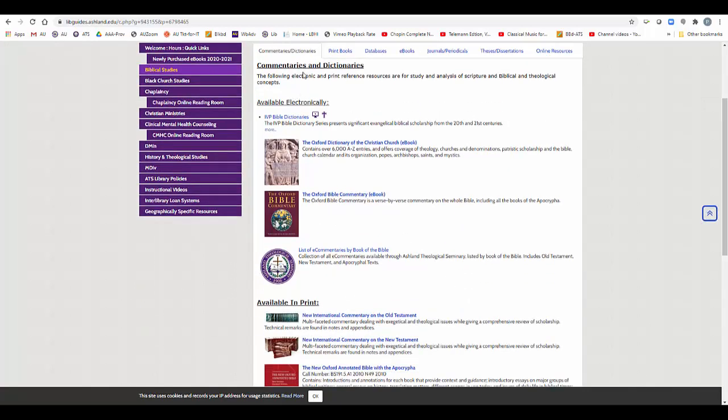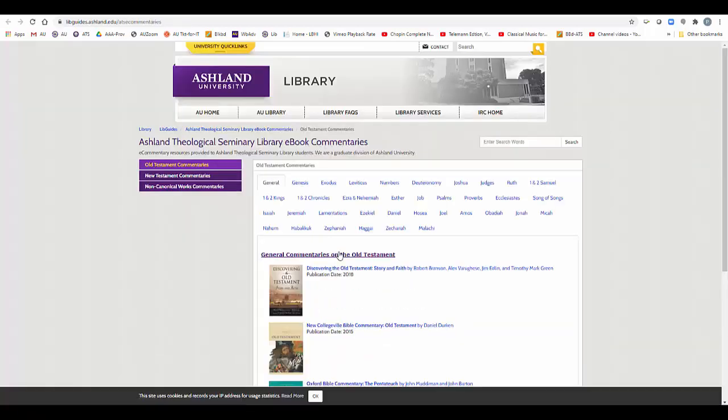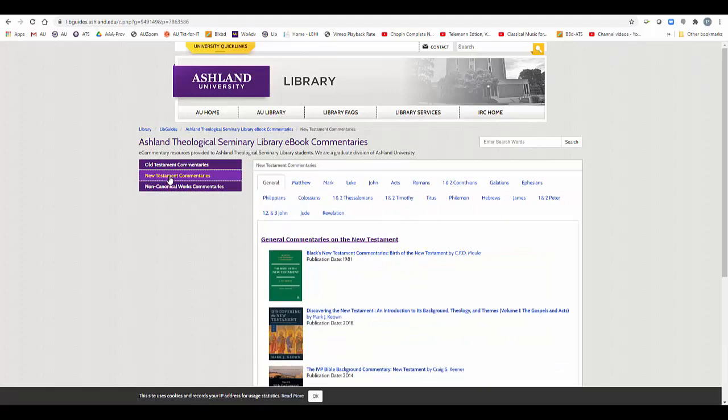Several resources are combined with the commentaries, also dictionaries on this page. We want to come down here to a list of e-commentaries by book of the Bible. Now we are dropped into one of several tabs: Old Testament, New Testament, and non-canonical. By default, we're in the Old Testament. So if you're looking for the Gospel of Mark and you don't see it here, remember that's because we need to come to the tab on the left and get into the New Testament zone. Now you can see we're in the New Testament zone.